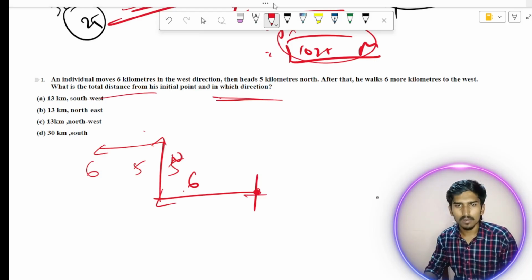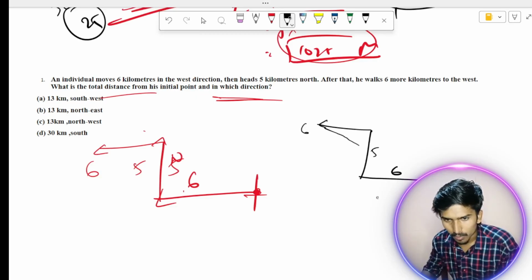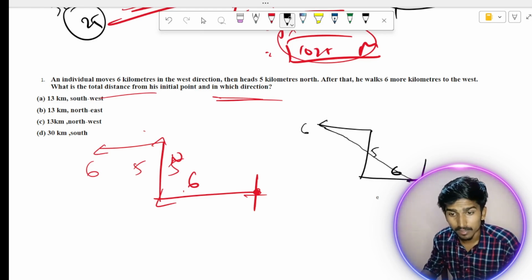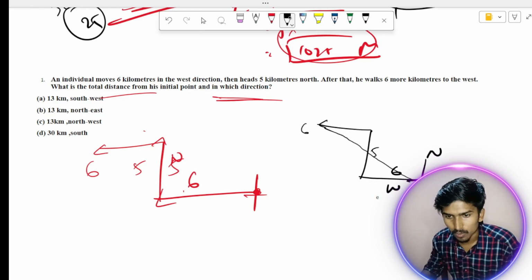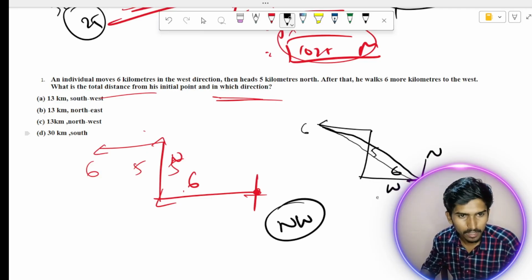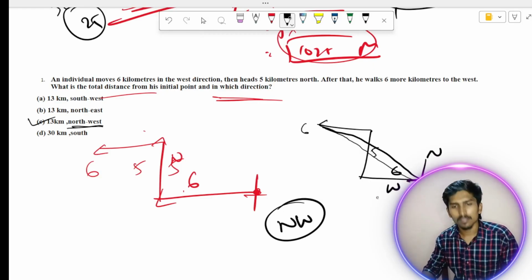Very simple funda. What is the direction? See, he's here. He goes 6, and again 5, again 6. From here to here, what is the direction? Just make a plus symbol from the starting point. This is north, this is west. This is between north and west. So northwest is the answer. Is there only one option, northwest? You can directly click.